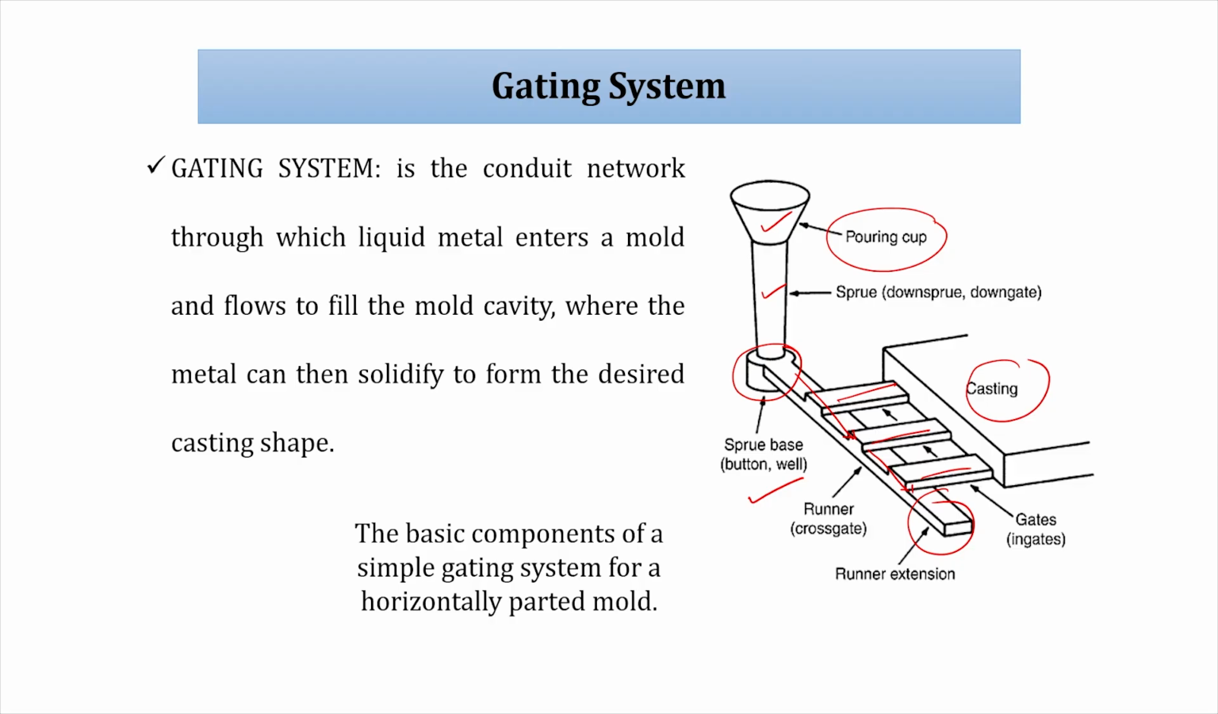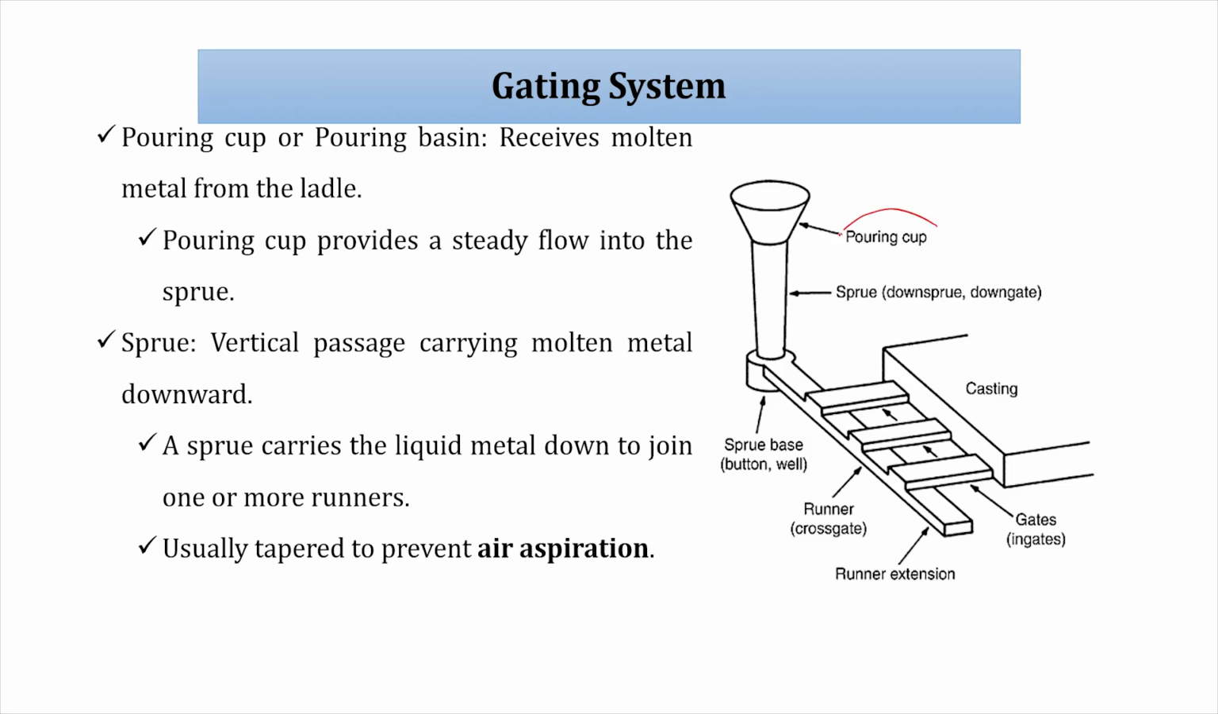Gating system is a conduit network through which liquid metal enters a mold and flows to fill the mold cavity, where the metal can then solidify to form the desired casting shape. So, first is the pouring cup. Pouring cup, or pouring basin, is the first part of gating design, which receives molten metal from the ladle. We melt the metal or alloy or pure material in the furnace, then bring it to the casting and pour. So, the pouring starts in the pouring cup or pouring basin.